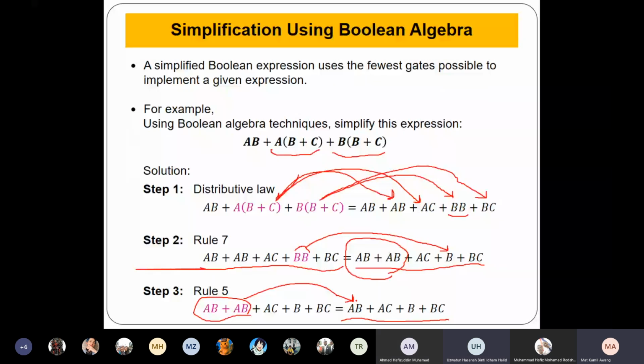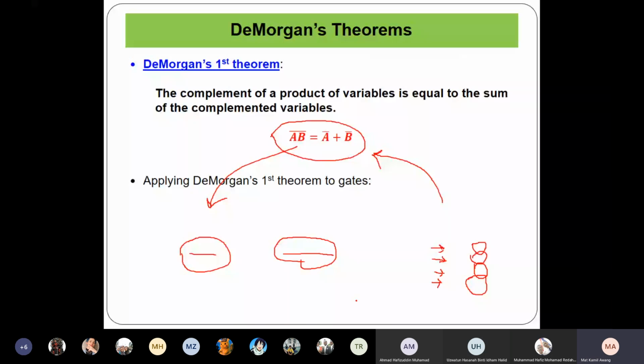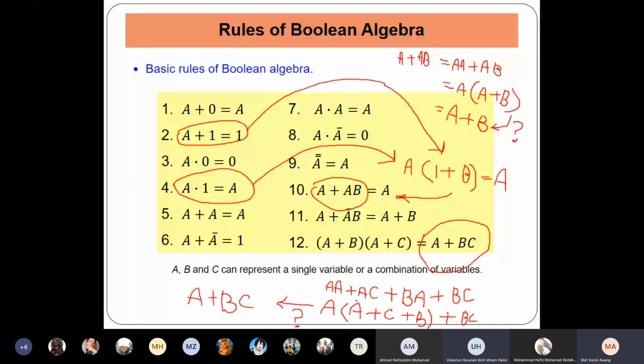As your assignment, which maybe I give some marks, is here. How to work out from here: rule number 11 is from A plus AB becomes A plus B using rules number 1 until 10, and rule 12, A plus B and A plus C becomes A plus B and C, using the rules of 1, 2, 3, 4, 5, 6, 7, 8, 9, 10, 11. Submit to me by tomorrow or Monday.